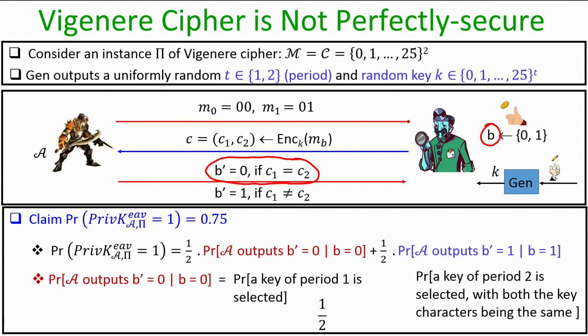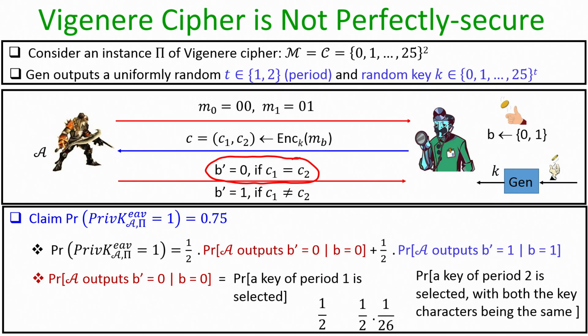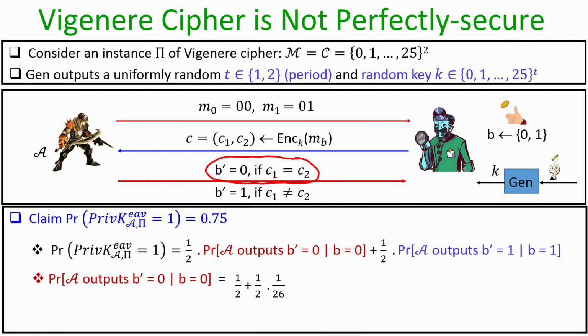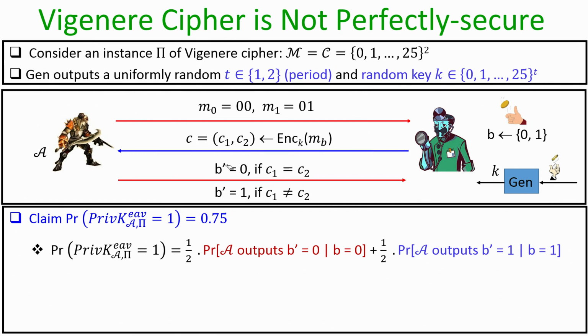So, now what is the probability that the key generation algorithm of the verifier outputs a key of size 1? Well, it is 1 by 2, and what is the probability that the key generation algorithm for the verifier outputs a random key of size 2 where both the key characters are the same? The probability of that is 1 by 2 into 1 by 26, right. So, if we sum these two probabilities, then we get the probability that the adversary's analysis correctly outputs b dash equal to 0, given that the verifier has indeed encrypted the message M0. So, that is the first probability we have computed.